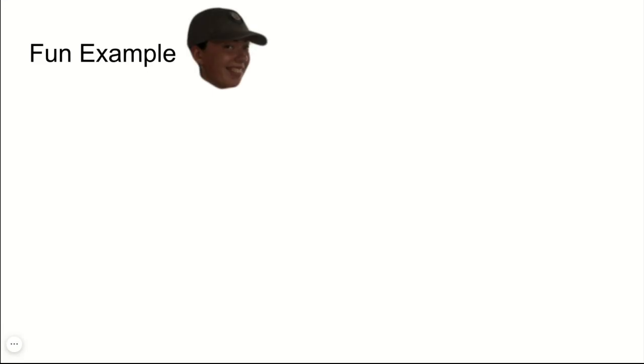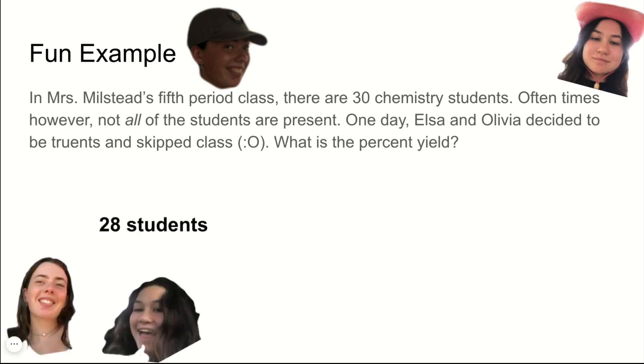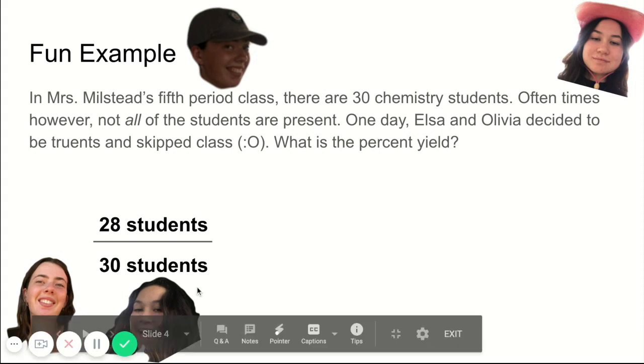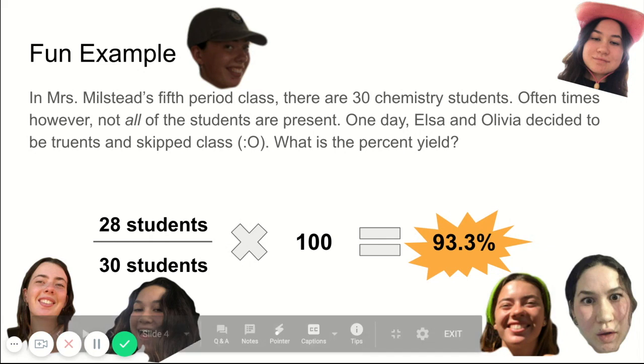So here's the fun example that Elsa and I created. In Mrs. Milstad's 5th period class, there are 30 chemistry students. Oftentimes, however, not all of the students are present. One day, Elsa and Olivia decided to be truants and skip class. What is the percent yield? So in this case, the actual yield would be 28 students because typically there's 30 and 2 are missing, so we get 28 students as the actual yield. You divide that by the theoretical yield, which in this case is 30 students. Then you multiply that by 100 to change it to a percentage, and you get that the percent yield is 93.3%.